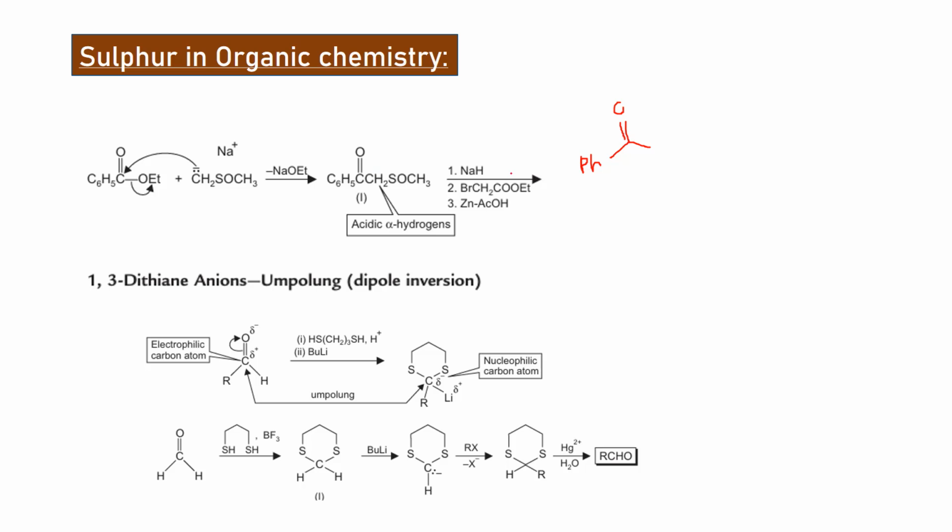So this hydrogen is acidic. If you add this base, what will happen? It will take up a proton from this place and generate a negative charge here. After that, if you add this negative charge to this bromo ester, it will kick out the bromine from the system and form this type of product.